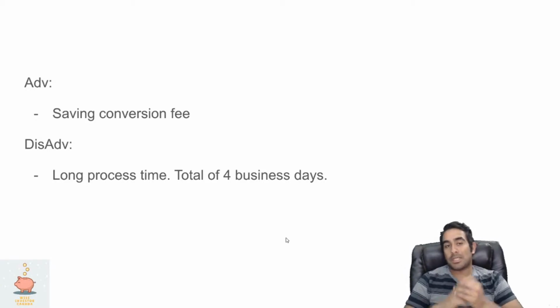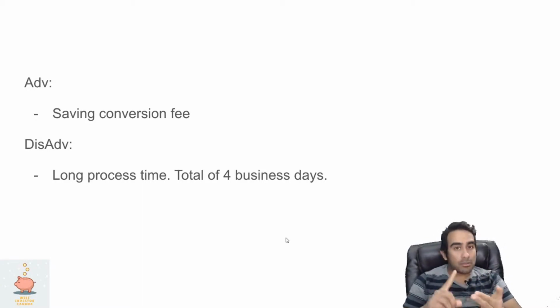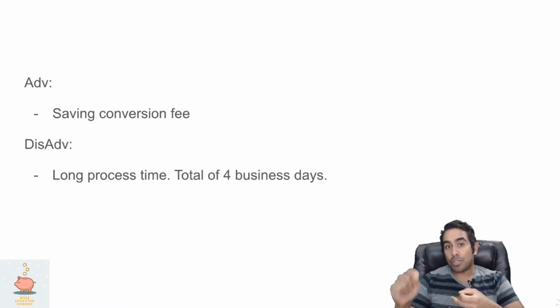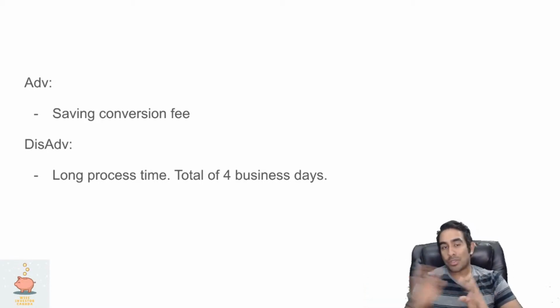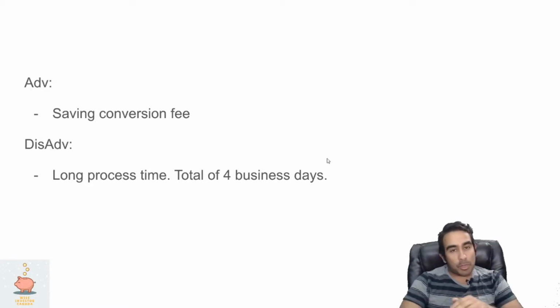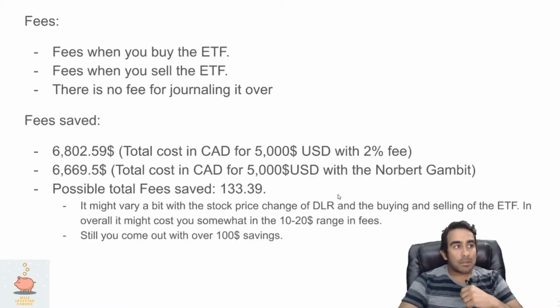It takes 4 business days. It's like 2 days for the stock of the DLR.U.TO to settle, then 2 extra days for DLR-U.TO to journal that over. So it takes an extra 2 days. So in total, 4 business days is needed. So that's a long process. So you must be patient in a way. That's how I would say.